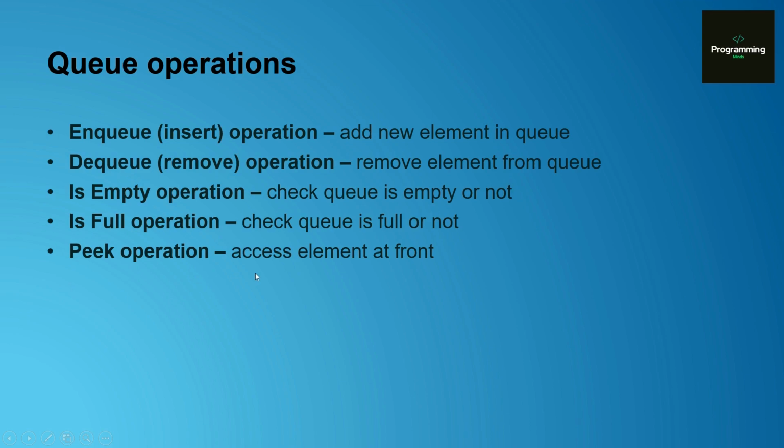Peek operation is used to access the element at the front of a queue. So these are the 5 operations we can perform on queue, and we will see them in upcoming videos. We will use the C++ programming language to implement these operations on queue.